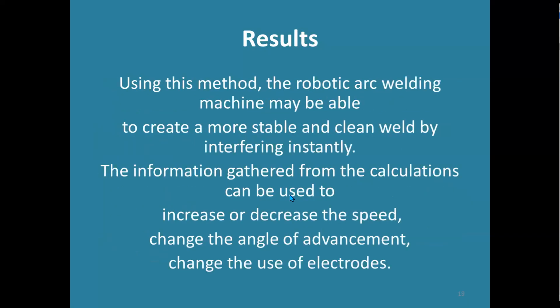Using this method, the robotic arc welding machine may be able to create a more stable and clean weld by interfering instantly. The information gathered from the calculations can be used to increase or decrease the speed, change the angle of the advancement, or change the use of electrodes. So these numbers can be used to manage the process better and get a better result.